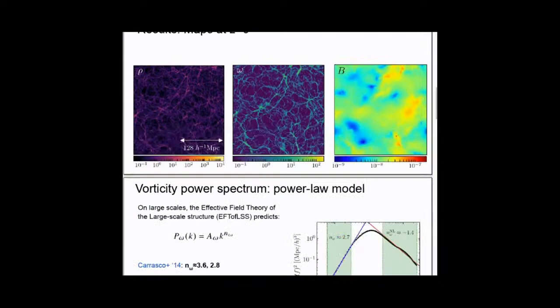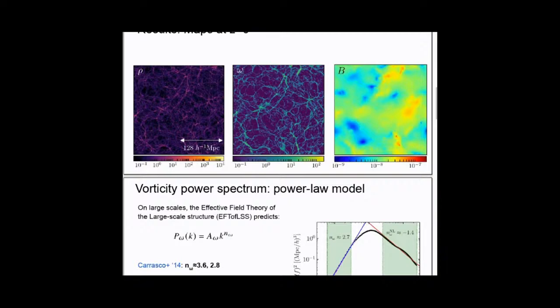So here I'm showing you a visual impression. This is just a slice of the simulation box along a given direction at redshift zero. From left to right, I'm showing the density field, the amplitude of the vorticity field, and the amplitude of the vector potential. You will see there is a clear correlation between the structures in the density field and the vorticity field. And this is not very clear for the case of the vector potential.